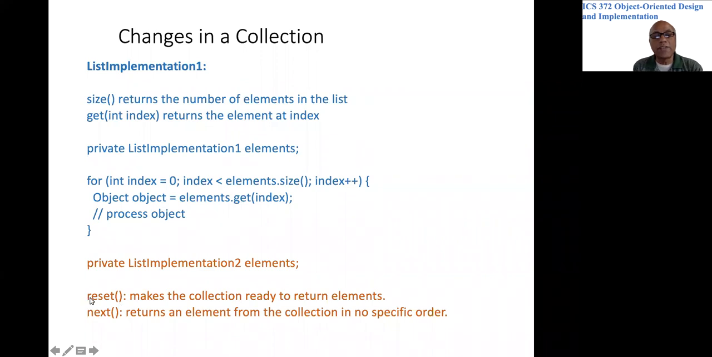On the other hand, there are methods like reset, which would make the collection ready to return elements, and next, that makes it possible to get an element that has not yet been looked at. So this is not going to be a happy situation for the client, because the client code is no longer even compiling.